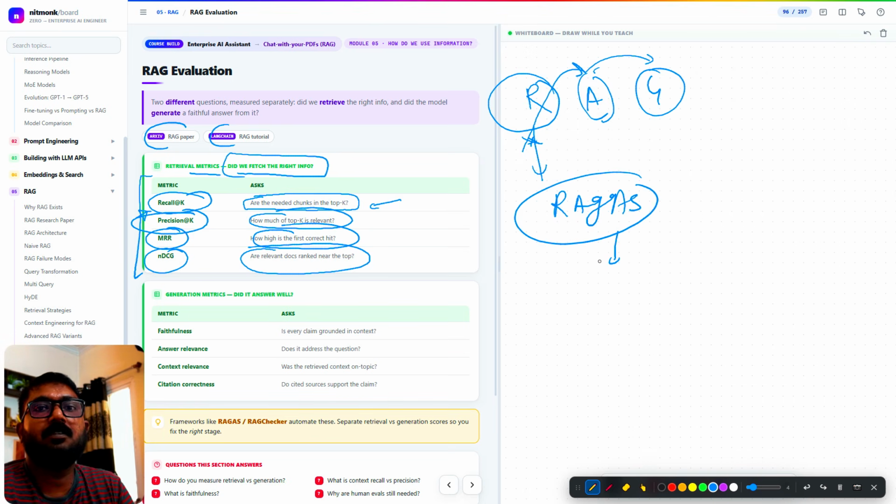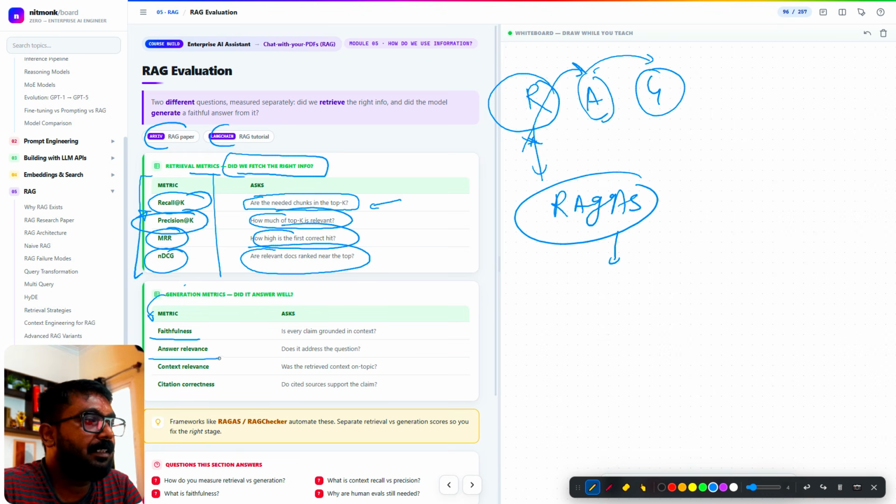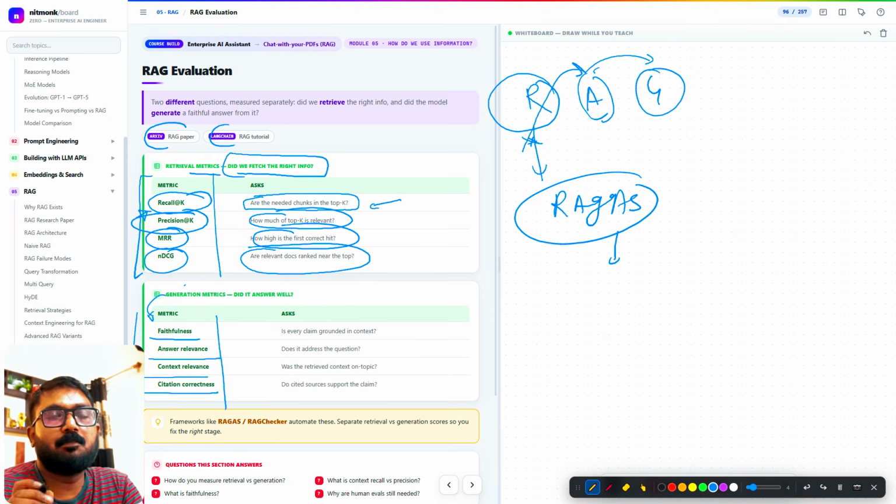So they are for the RAG evaluation, and they build all these different types of metrics to evaluate RAG. They add it into different terms, where they say faithfulness, answer relevance, context relevance, citation correction. These four are the main metrics that Ragas and other evaluation frameworks calculate. Faithfulness: is every claim grounded in the context? Does it address the question?